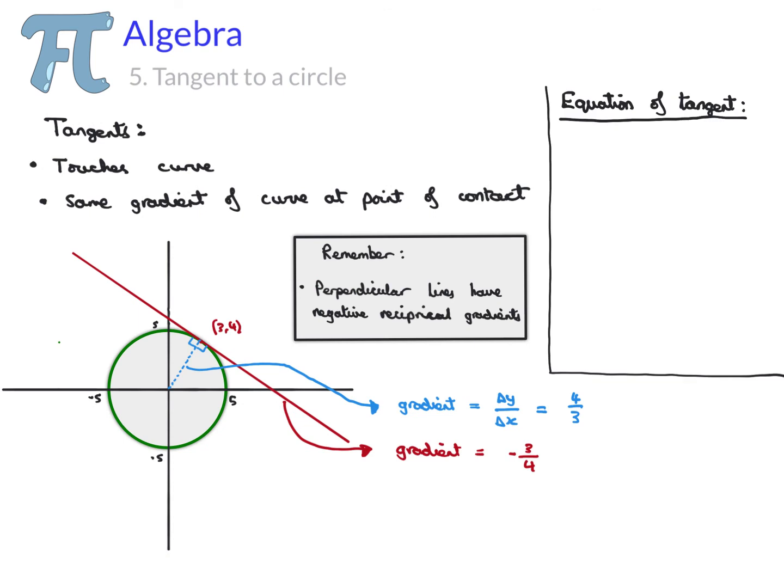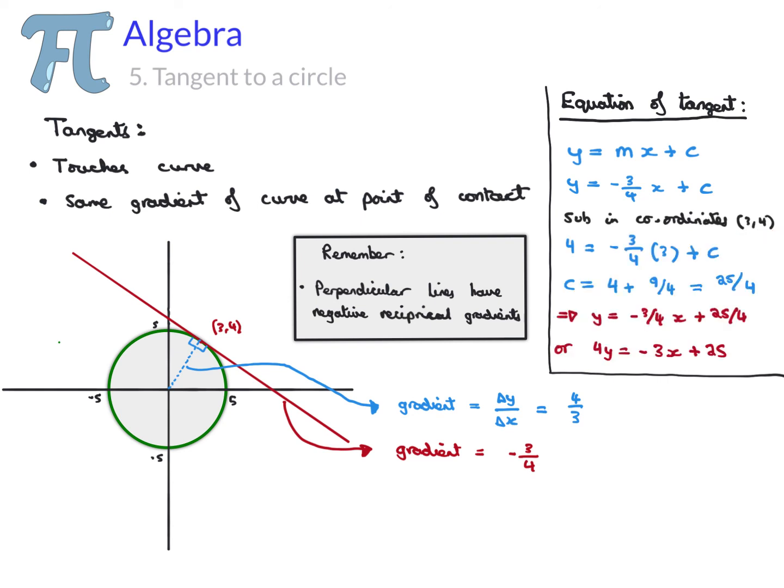To do this, we write the general form of a straight line, y equals mx plus c, and replace the m with the gradient, negative 3 over 4. Now we sub in the point 3, 4 and rearrange to find out what c must be. Now we have the equation of the tangent. Of course, this method will work regardless of the radius of the circle or the point of contact of the tangent.